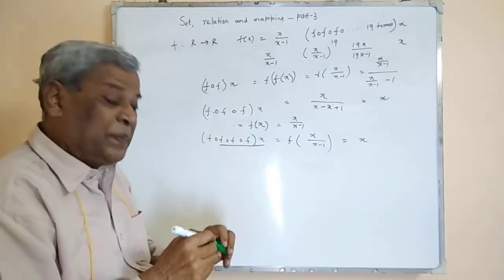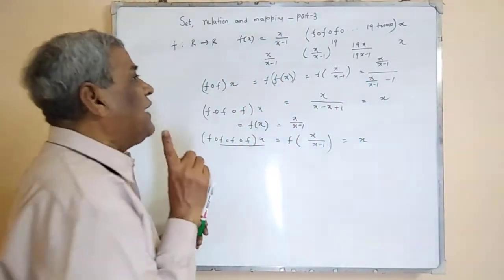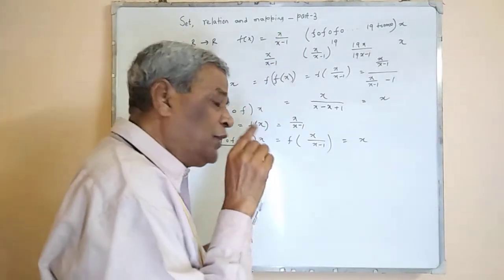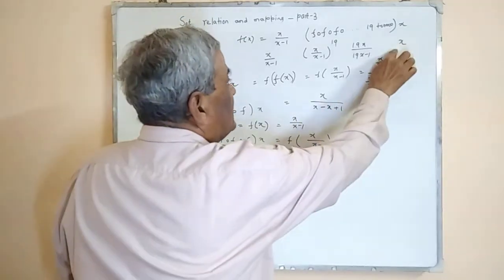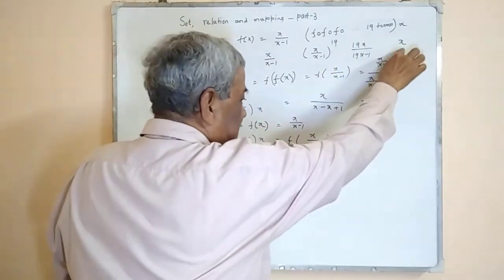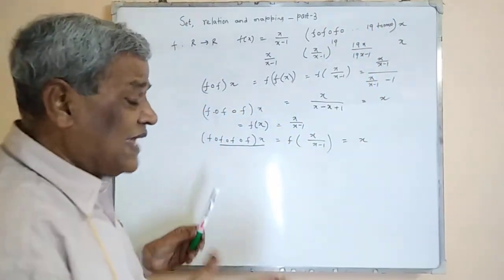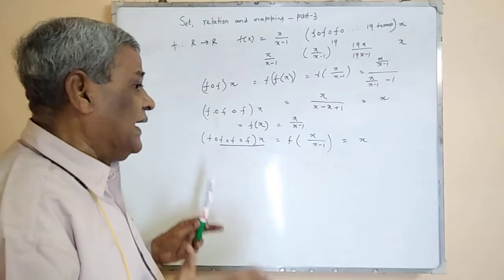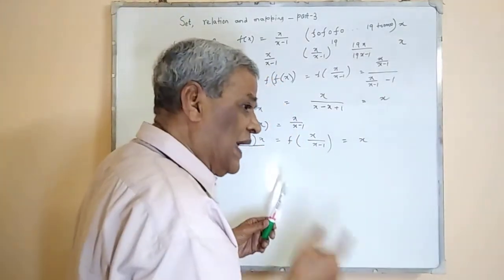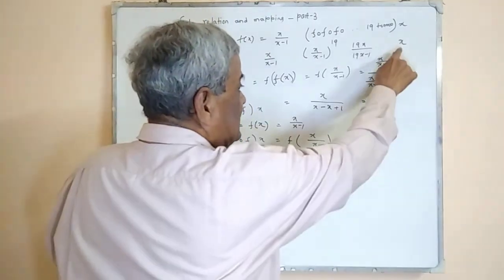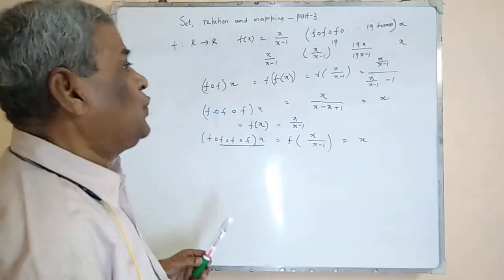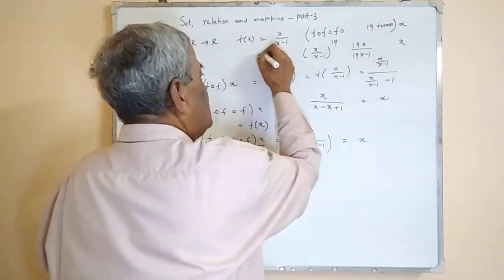Now the picture is clear. If applied once, the result is this. If applied two times, the result is this. If applied three times, the result is this. Four times, the result is that. That is, if it is applied an odd number of times, then the result is x/(x-1). And if applied an even number of times, the result is x. Now here, 19 times is applied. So our result is x/(x-1).